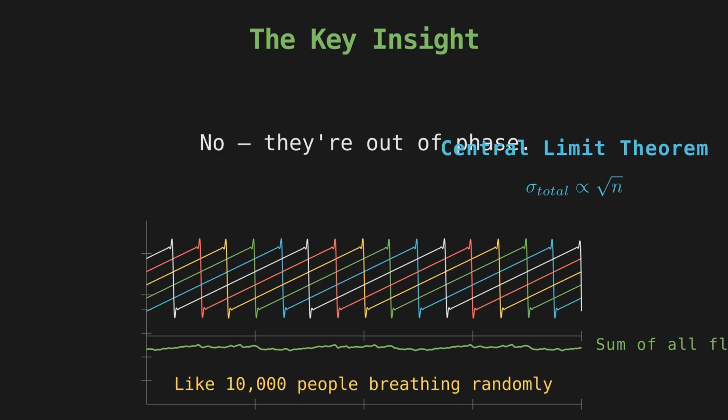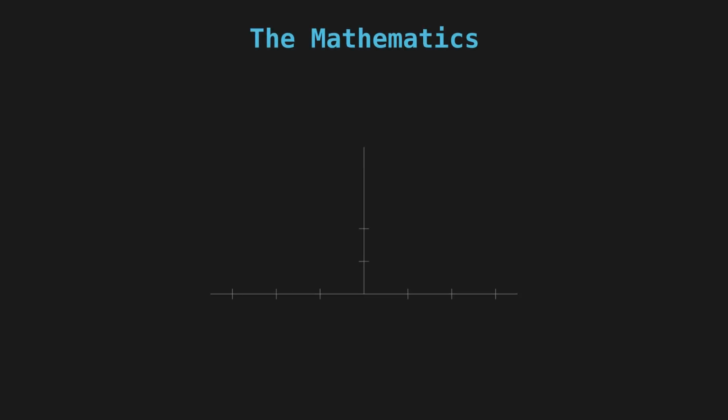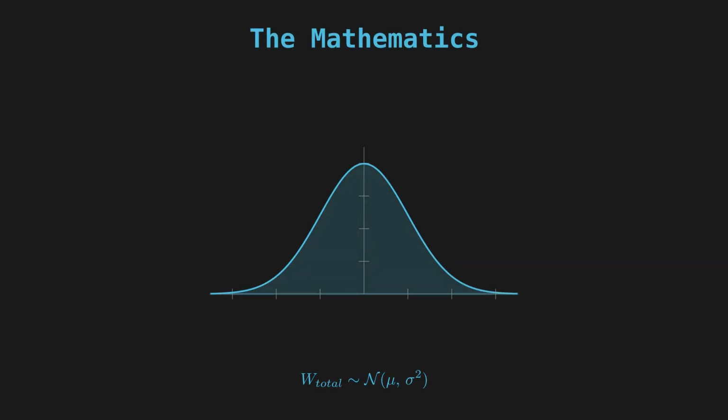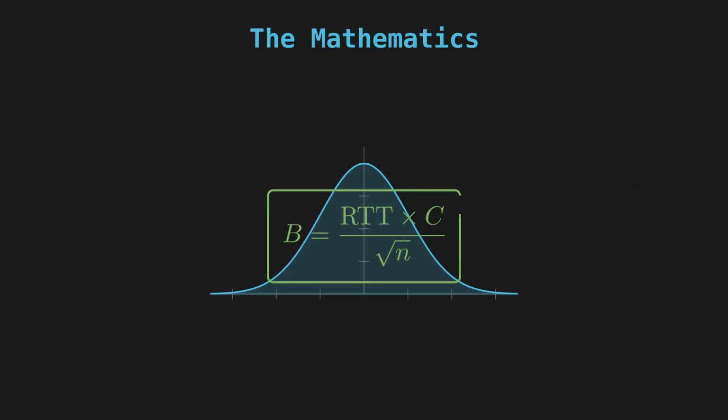The sum of many independent random variables converges to a Gaussian distribution, and its variance grows only as the square root of n, not n itself. Mathematically, the aggregate TCP window, the sum of all flows' congestion windows, is approximately Gaussian. Each flow's window oscillates with some variance. For n independent flows, the total standard deviation grows as the square root of n. So the buffer only needs to absorb those square root of n fluctuations.